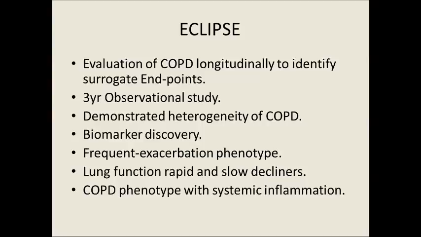It clearly demonstrated that COPD is very heterogeneous, discovered some biomarkers which are still to be put into practical use, and identified the frequent exacerbator phenotype as being an important phenotype to address treatment more aggressively. Also, the study identified the rapid versus slow decliners in FEV1, meaning not all patients lose lung function on the same trajectory. Some lose faster than others, and we need to identify these patients and address our treatment to try and slow down this rapid decline. It also identified a COPD phenotype with systemic inflammation.